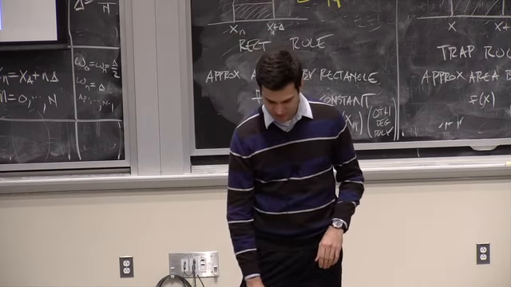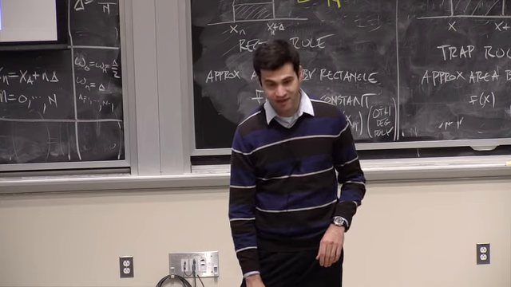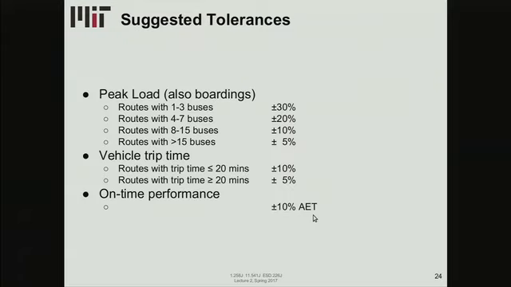So on-time performance, 10% absolute equivalent tolerance. These are typical values. Don't take them as gospel, please. These are for reporting, not for anything that's very critical for operations. Some of them are. This is why, 30% at least, I would say, is for reporting. I wouldn't make any critical decisions with 30%.